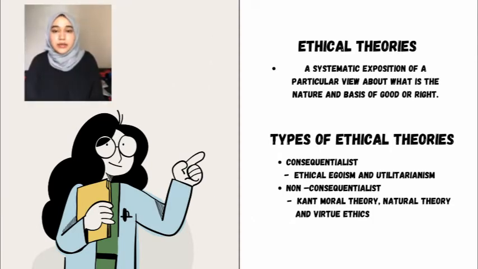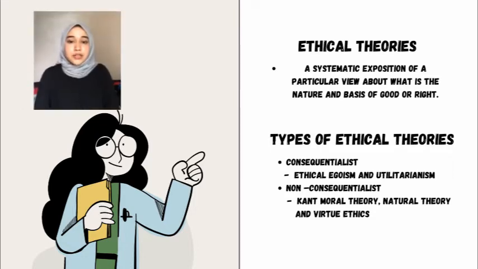First and foremost, let me briefly explain the meaning of ethical theories. Ethical theories can be defined as a systematic exposition of a particular view about the nature and basis of good or right. There are two types of theories: consequentialist, which consists of ethical egoism and utilitarianism, and non-consequentialist, which consists of Kant's moral theory, natural law theory, and virtue ethics. We will explain more in the video after this, but let's hear the summary of the case study first.